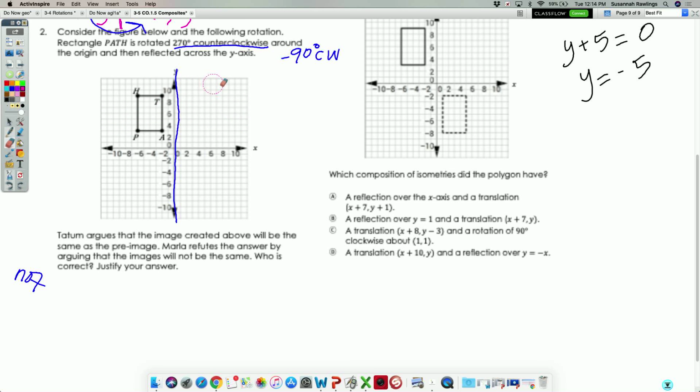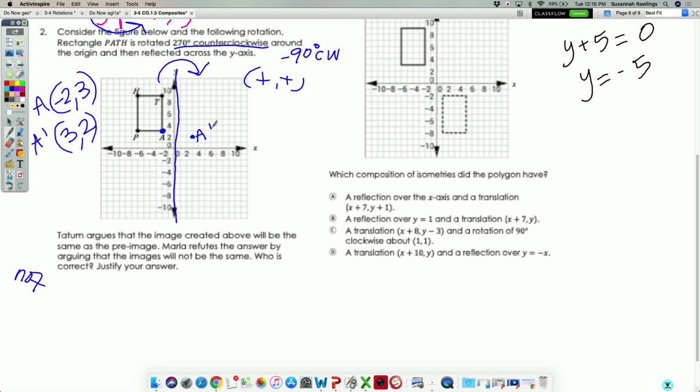Pick one point. So let's pick A, and let's just do that. So my pre-image point is -2, 3. If I'm rotating it 90 degrees, we know it's positive, positive. And what do I do with my point? Flip it. So this would be 3, 2. Let's go ahead and graph that. 1, 2, 3, 1, 2. That's A prime. Now I'm going to reflect it across the y-axis.